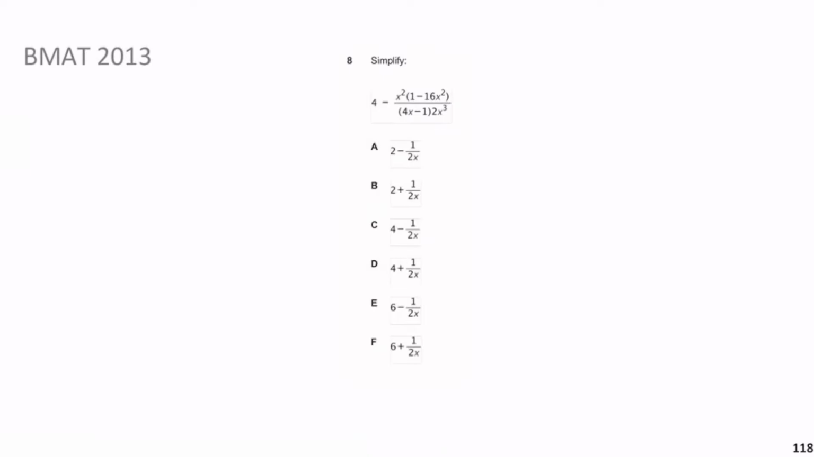Okay, guys, so welcome back. So let's deal with this. So the 4 is fine. Obviously, we can't do anything with that. But that nasty little algebra, we can definitely do stuff with that. So the first thing I'm going to do is the x squared here, I can just cancel out with that x cubed, but then x cubed will just become x. So then what I'm left with here is going to be 1 minus 16x squared over 2x bracket 4x minus 1.